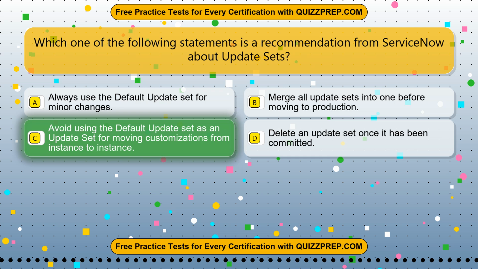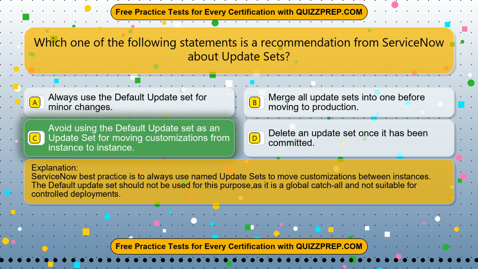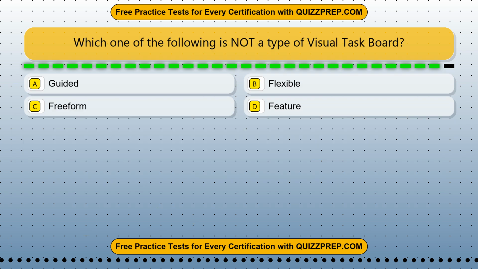The correct answer is option C. Avoid using the default update set as an update set for moving customizations from instance to instance. ServiceNow best practice is to always use named update sets to move customizations between instances. The default update set should not be used for this purpose, as it is a global catch-all and not suitable for controlled deployments.